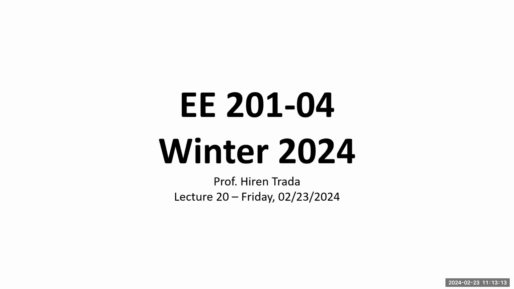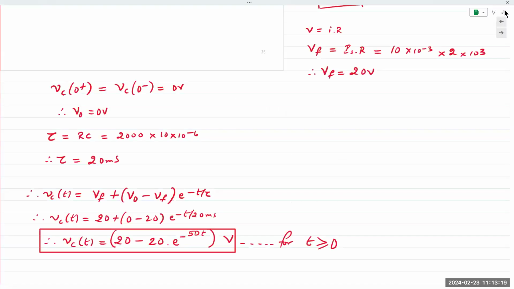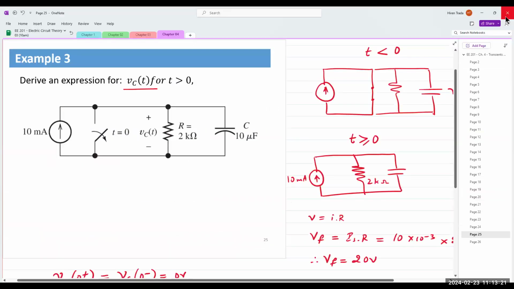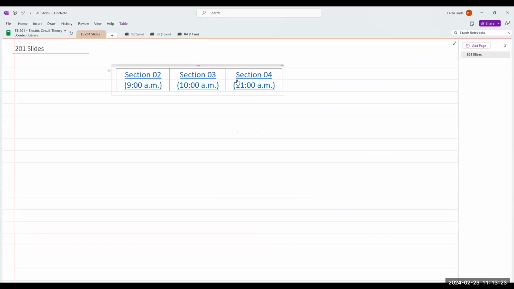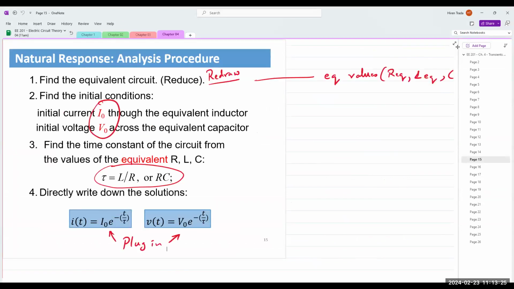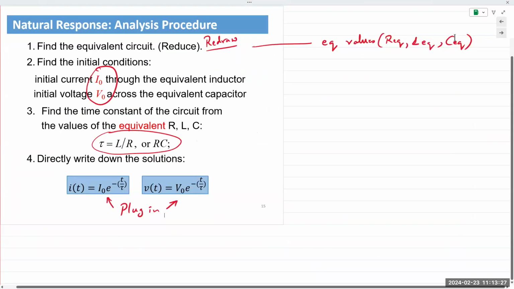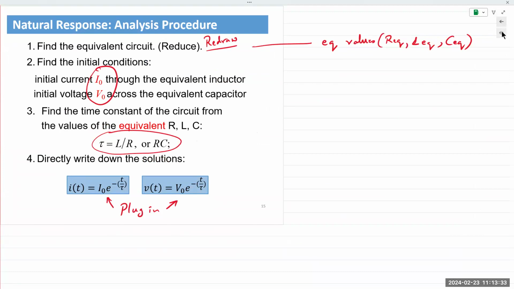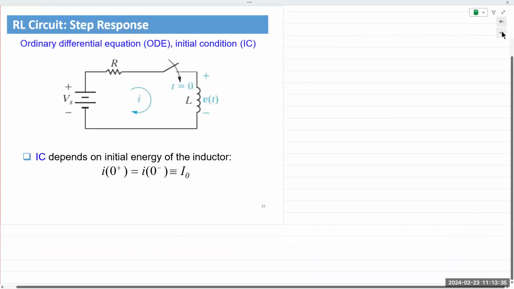We stopped right here, section 4. Summary slide for natural response analysis procedure. In the next 4 slides, we look at the step response, meaning the charging response for RL and RC.